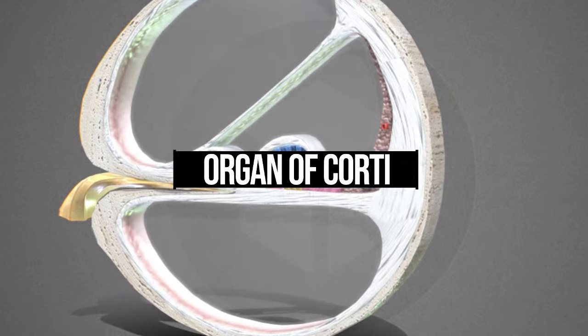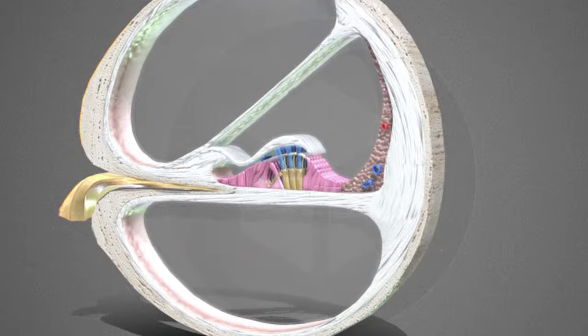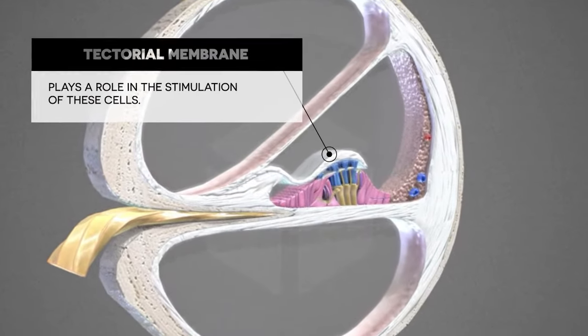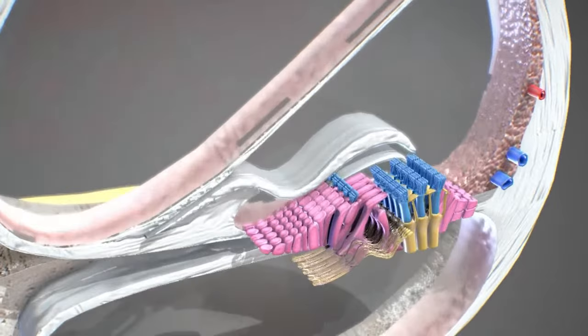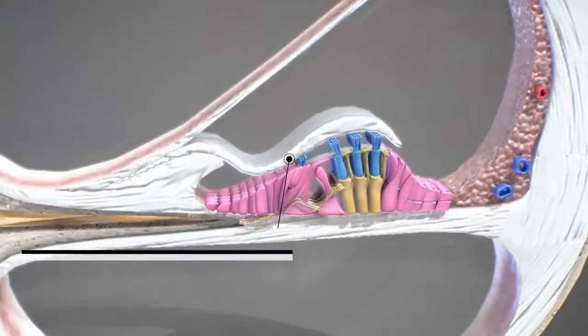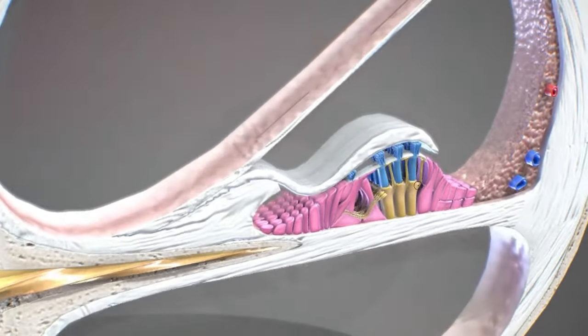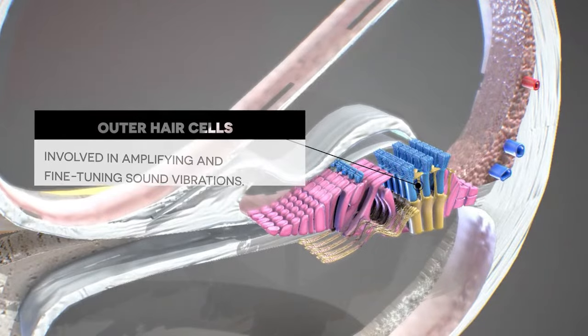Organ of Corti. Located on the basilar membrane, it contains rows of sensory hair cells and supporting cells. Above the hair cells is the tectorial membrane, which plays a role in the stimulation of these cells. Hair cells. There are two types of hair cells: inner hair cells, responsible for transmitting sound information to the brain, and outer hair cells, involved in amplifying and fine-tuning sound vibrations.